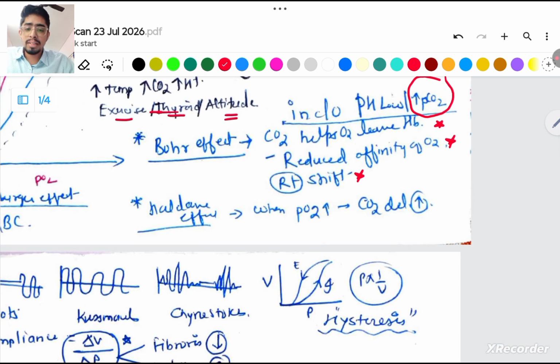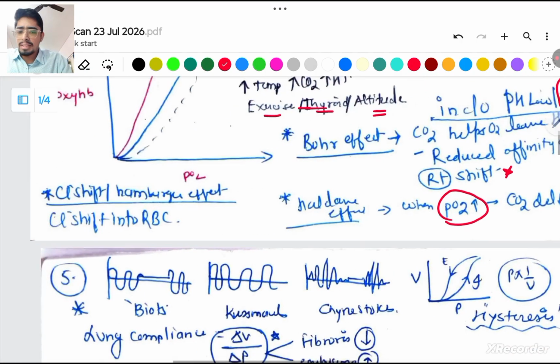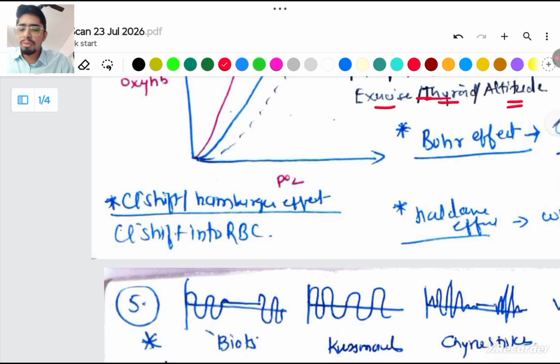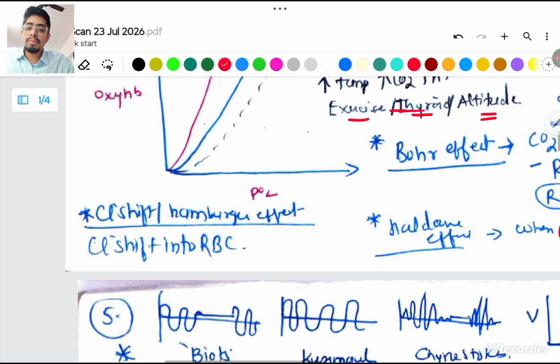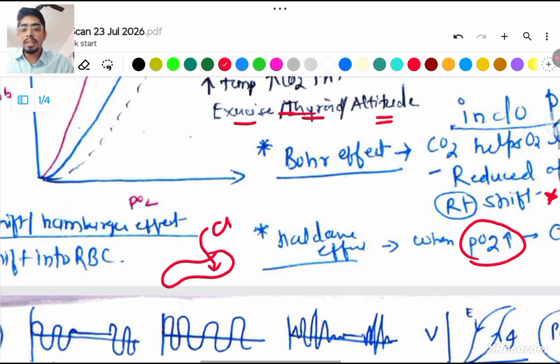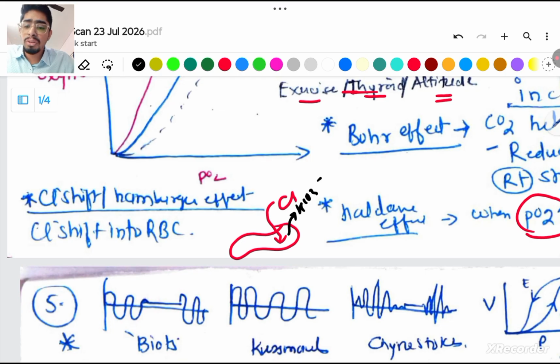Now, Haldane effect. When the partial pressure of oxygen increases, the CO2 delivery also increases. That is called your Haldane effect. Simple. Now, what is chloride shift? Whenever CO2 is getting transported, a chloride shift happens. The chloride jumps into the RBC, in relation with the bicarb ion which leaves the RBC. That is called your Hamburger effect or chloride shift.